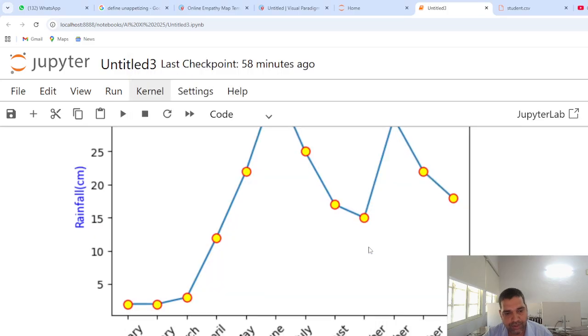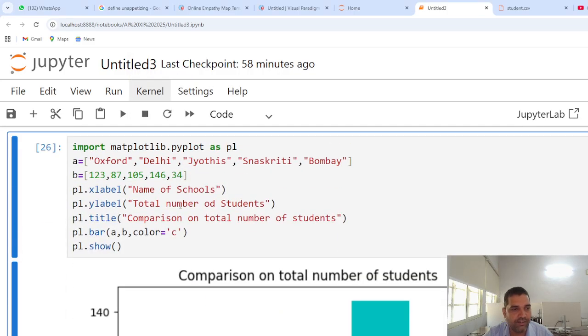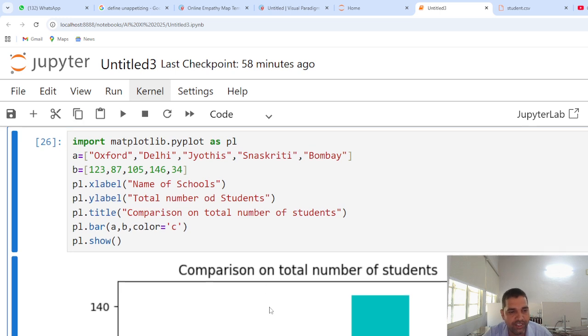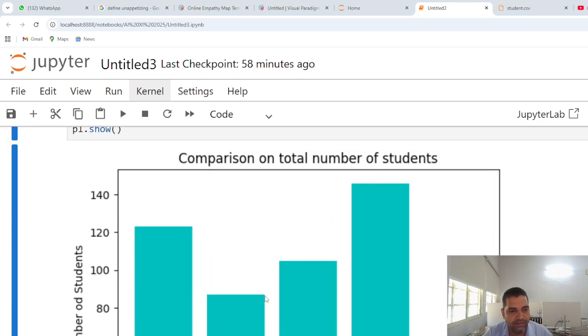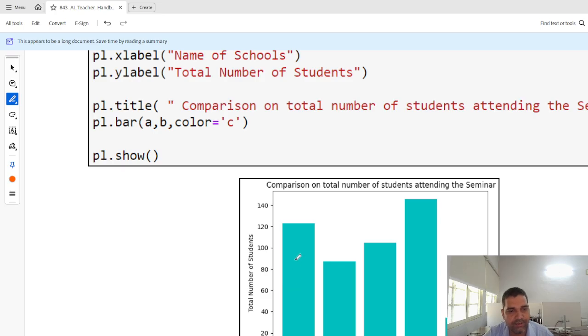Now let me show you this. Here I have written the code in the notebook. You can also write the same and see the output. You will get this one. Okay, don't need to worry, very simple. Now we move ahead.